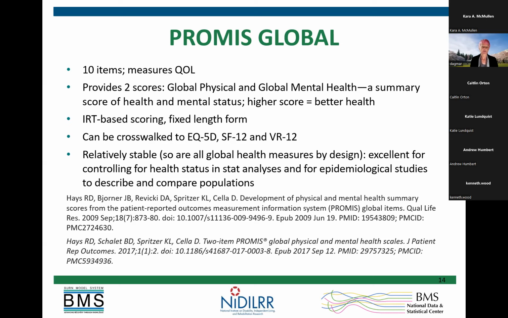So in this case, PROMIS Global provides 2 scores. One is global physical health, and the second is global mental health. Both of these are summary scores of health and mental status, and the higher score indicates better health. So with PROMIS measures, you always have to pay attention to which way the scoring goes, because sometimes the higher score means better health, and sometimes it means worse health. So really important to pay attention to.